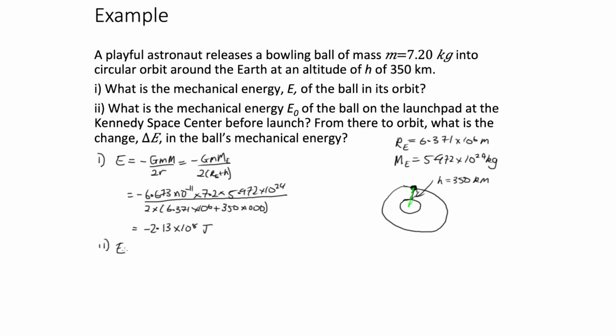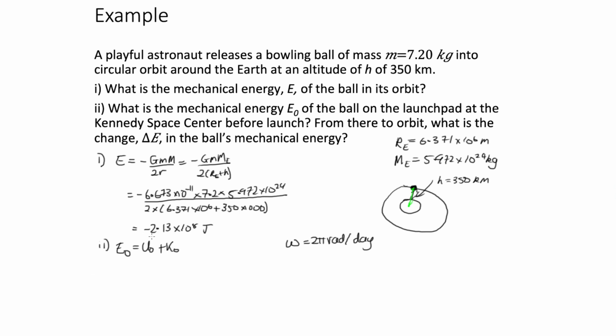So we know that E naught is equal to U naught plus K naught. Now, it will have a small amount of kinetic energy because of the Earth's rotation, but this is so small that we can neglect it, because when you think about it, omega for the Earth is equal to 2 pi radians per day, and so the kinetic energy is going to be tiny.